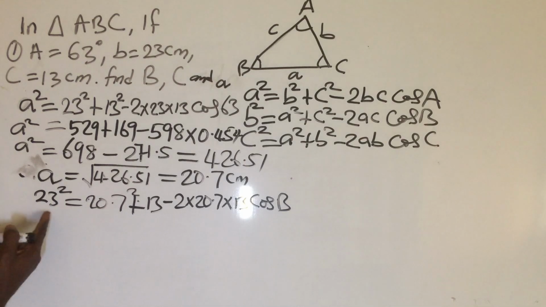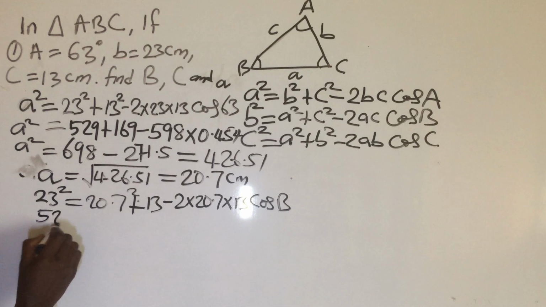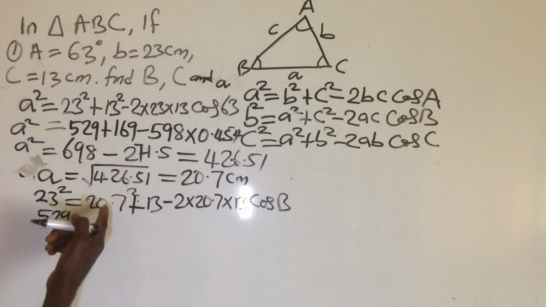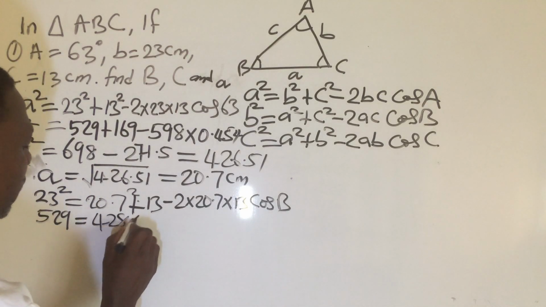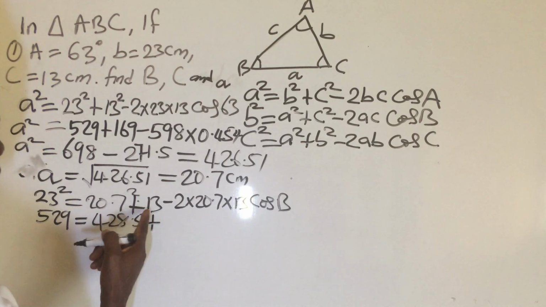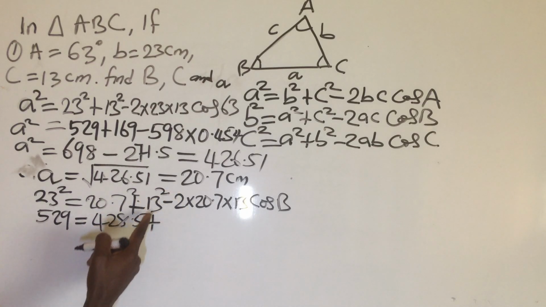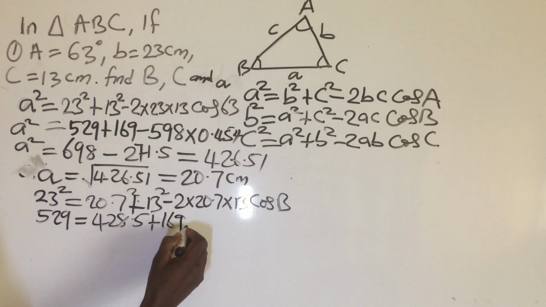Now moving on, 23 squared, we have gotten it here to be 529, equals 20.7 squared. What is 20.7 squared with our calculator? 428.5, plus 13 squared. Remember, you have to square this one, all right? Then 13 squared here is 169. Then minus this times this times this.